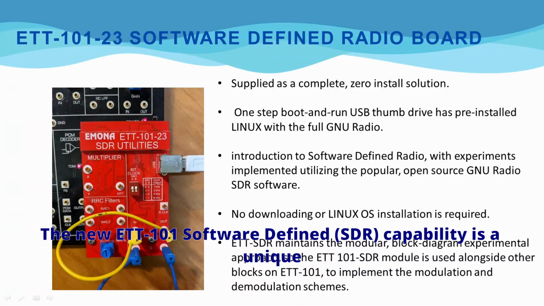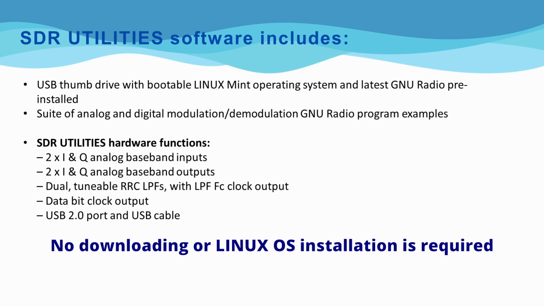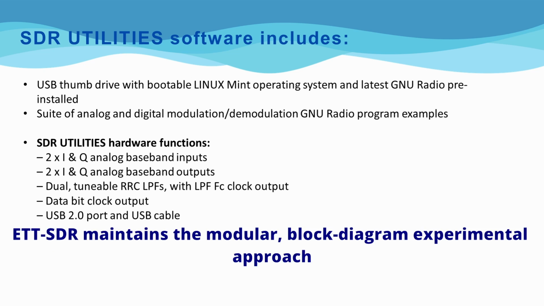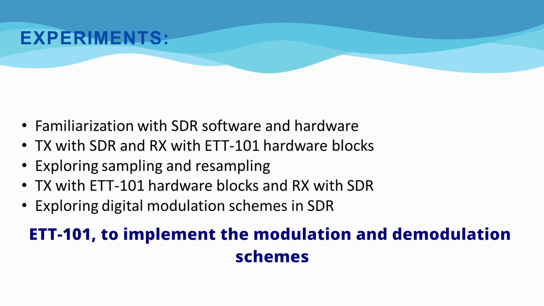The new ETT 101 software-defined radio capability is a unique plug-and-play solution with GNU Radio pre-installed. No downloading or Linux OS installation is required. It maintains a modular block diagram experimental approach, so the ETT 101 SDR module is used alongside other blocks on the ETT 101 to implement the modulation and demodulation schemes.